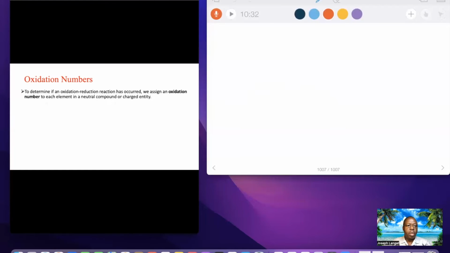And what are oxidation numbers? Oxidation numbers are just arbitrary numbers assigned to an element. We'll see the criteria by which we do that. Oxidation numbers are used to determine if an oxidation reduction reaction has occurred.